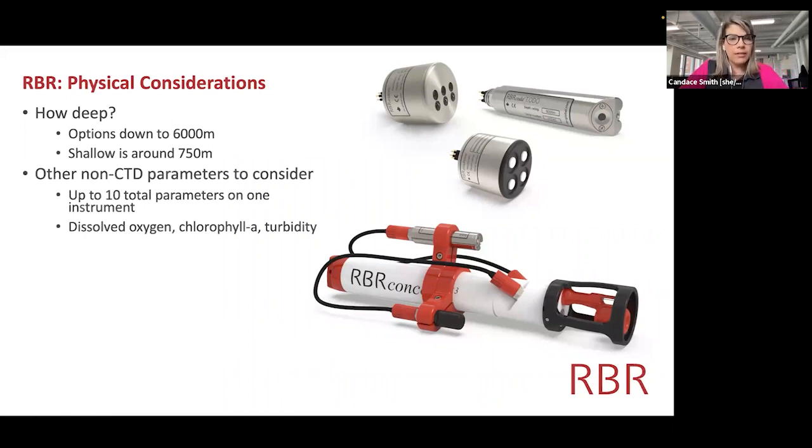We have a lot of options for non-CTD parameters. You can get up to 10 parameters on one instrument. It's called the RBR Maestro. Outside of CTD, the most common things we've been asked to integrate are oxygen, chlorophyll, and turbidity. There's many other things. Just ask us if we do integrations.